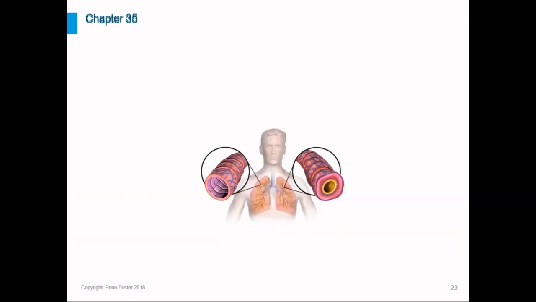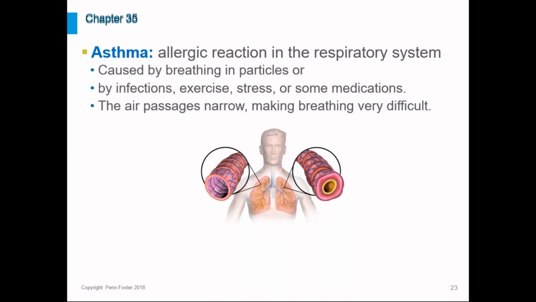Asthma is an overreaction in the respiratory system caused by breathing in particles or by infections, exercise, stress, or some medications. The air passage is narrow, which makes breathing very difficult. As you can see in this diagram showing normal bronchioles on the left and bronchioles under an asthma attack on the right.